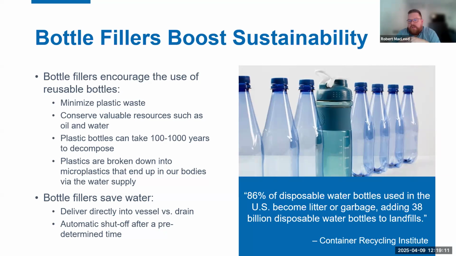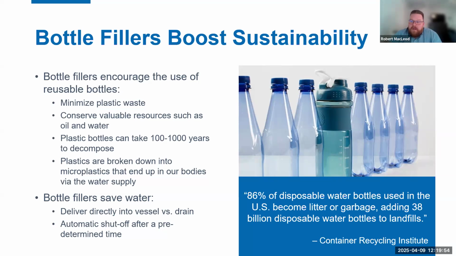86% of the disposable water bottles used in the US either become litter or garbage. It's adding 38 billion disposable water bottles to landfills. It's staggering numbers. I mean, you see it on the news, like an island the size of Texas floating of disposable plastics in the Pacific Ocean. Single-use plastics are a real plight on our world and environment, and it's a very important category to tackle. They take hundreds to thousands of years to decompose. Even when they do, they don't really decompose properly. They turn into little microplastics, which then end up in our water streams and food sources and into our bodies thereafter.